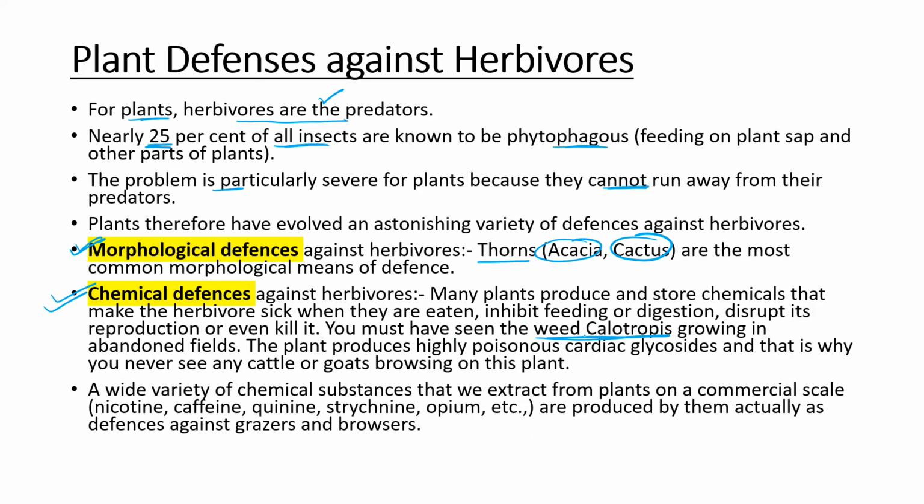Why? Because this plant has produced a poison, that is cardiac glycoside. And if cattle feed on it, obviously they will have a problem, because the herbivore will become sick when it is eaten. So they try to avoid such plants. Then many chemical substances which we extract from plants for commercial purposes, like nicotine, caffeine, quinine, strychnine, opium, are all produced as a defense against grazers and browsers.